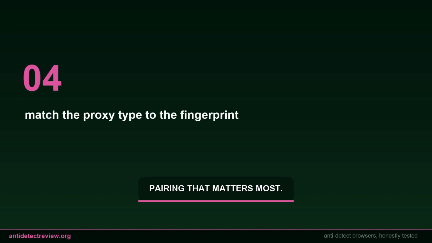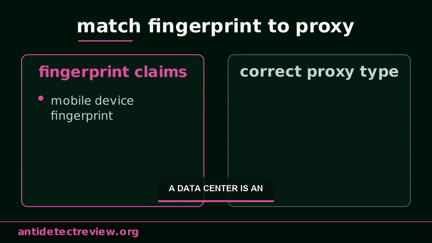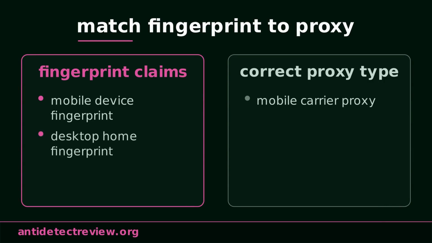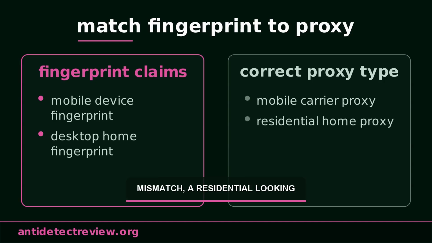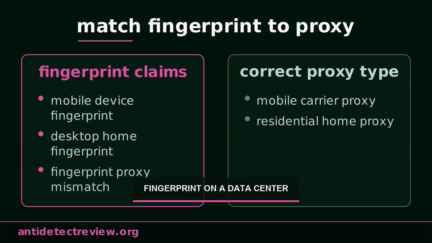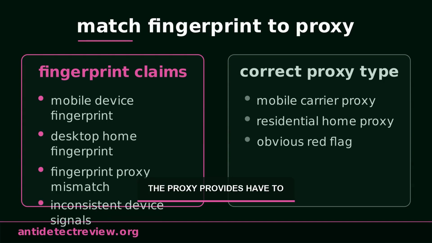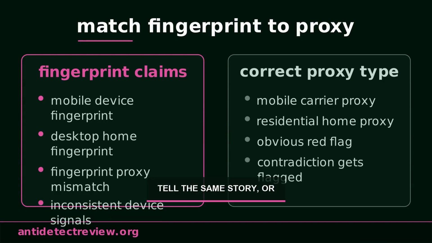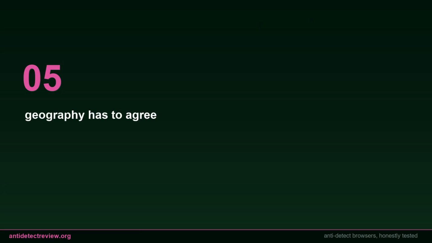Here is the pairing that matters most. If your fingerprint looks like a mobile device, the proxy underneath it should be a mobile proxy, because a phone fingerprint exiting from a data center is an obvious contradiction. If your fingerprint looks like a desktop in a home, a residential proxy fits. The failure mode is a mismatch, a residential-looking fingerprint on a data center address, or a desktop fingerprint on a mobile carrier IP. The device type the browser claims and the network type the proxy provides have to tell the same story, or the pairing reads as inconsistent.